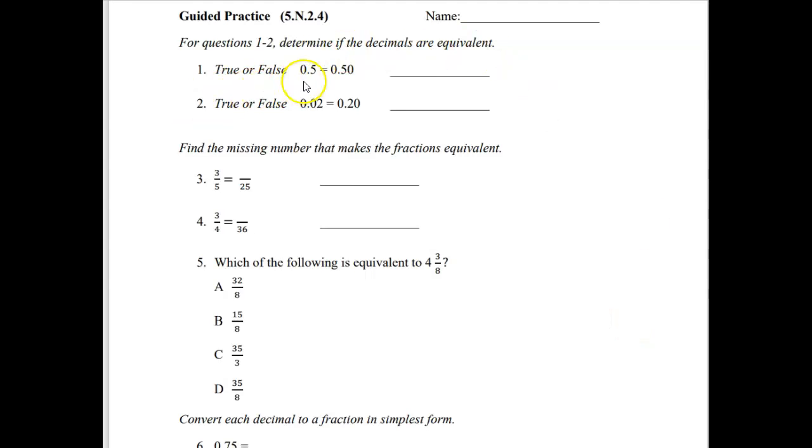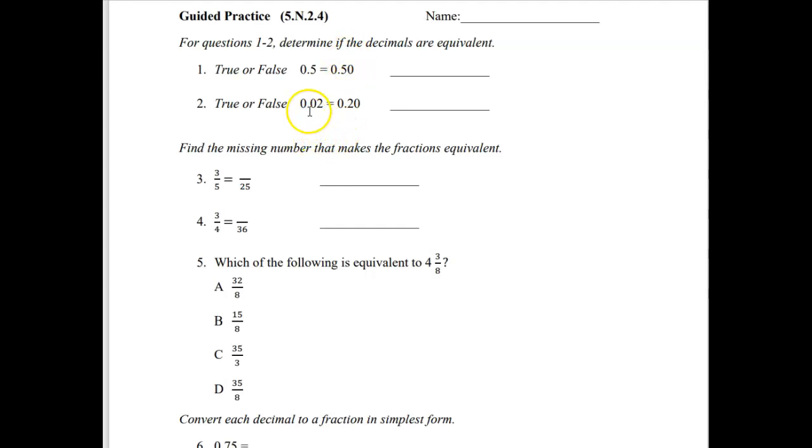About these, true or false? 0.5 and 0.50 are equivalent. They're the same thing. Equivalent means equal. Yeah, because remember what we said? We could put as many zeros as we want. You can look at the 0.5 and 0.50. 5/10 and 5/10 is going to be the same.